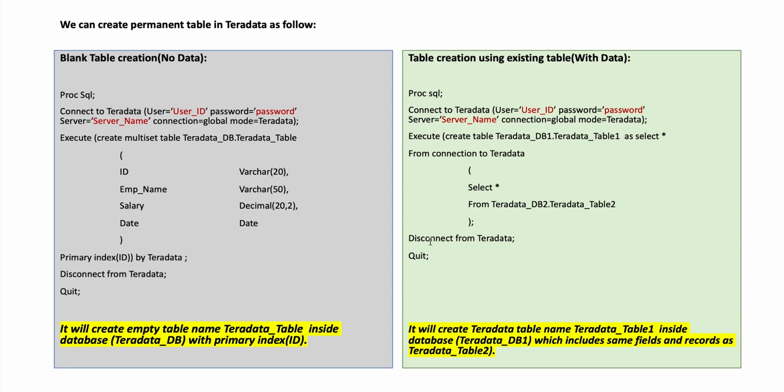When we run the second set of code, it will create a Teradata table and its name is Teradata table 1 inside the database Teradata DB1, which includes the same fields and records as Teradata table 2, which is inside the Teradata DB2 database. In this way, we can create a permanent table inside Teradata, either a blank table or an existing table with records. That's all about question number 39. Thank you.